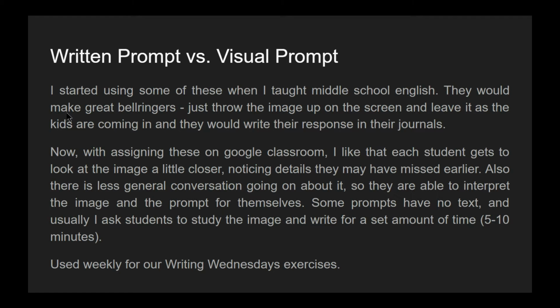I like to have the prompts not have a lot of directions from me. So I usually just say the prompt should answer any questions you have. Just answer the best you can. Now, some prompts have no text on them at all. In that case, usually I just tell the students to study the picture for a minute or two, and then write for 5 to 10 minutes, just to get their writing out. Whatever their ideas are, give them enough time where they're not rushed, where they have enough time to develop ideas and put something down on paper.